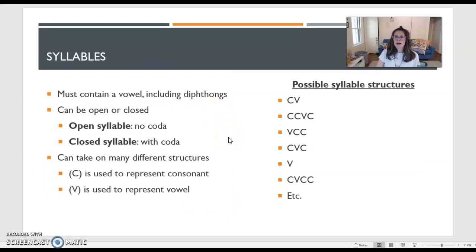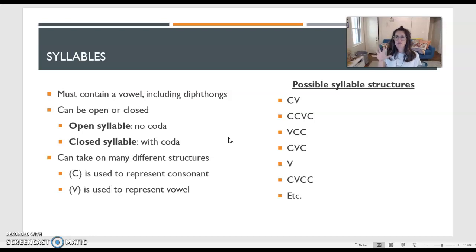Like I said, a syllable must contain a vowel sound, and this also includes diphthongs, right? Diphthongs are like a double vowel, so ow, like cow, that's a diphthong. Syllables can be open or closed, okay? So an open syllable would not have a coda. Remember that the coda is the consonant sounds that come after the vowel sound. So an open syllable has no coda. A closed syllable just closes that right up, with a consonant sound after your nucleus, after your vowel sound, okay?